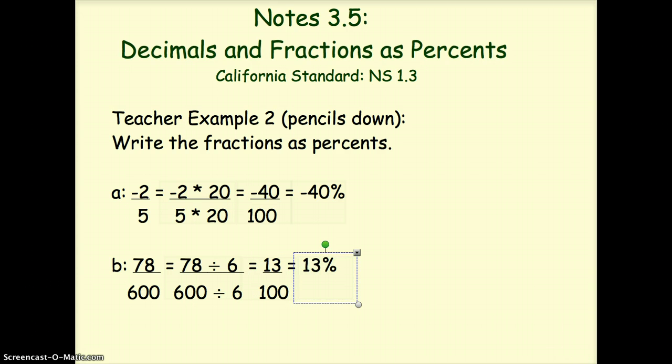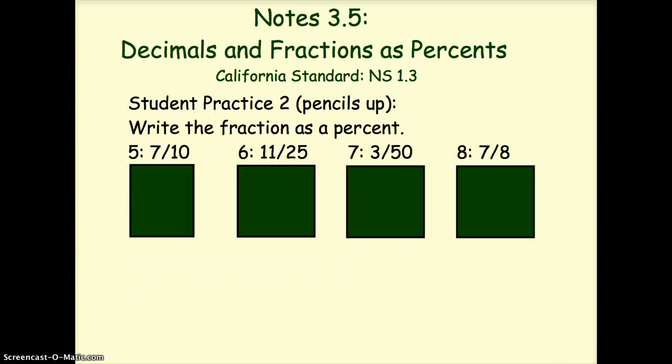So go ahead and try student practice. When I demonstrate it, I'm going to demonstrate it using the division method so you can see both ways. But again, if you want to take these numbers and multiply them by something that'll make 100, you can do that. That'll work on all of these except for number 8, because the denominator of 8 will not go into 100 evenly. So be careful on that one.